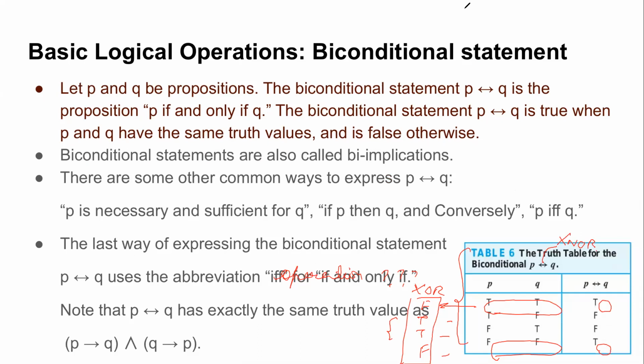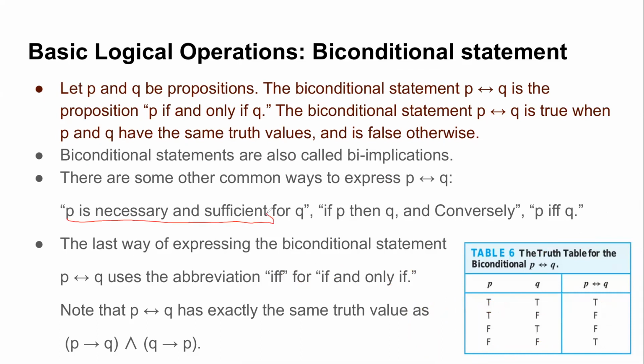So let's see some equivalent versions of how biconditionals are written. Sometimes it is written "P is necessary and sufficient for Q." If you remember, when we had P implies Q, one of them was a sufficient condition and the other was a necessary condition, right? But now when we write P double implies Q, since it means both P implies Q and Q implies P, both of them are necessary and sufficient conditions for each other.